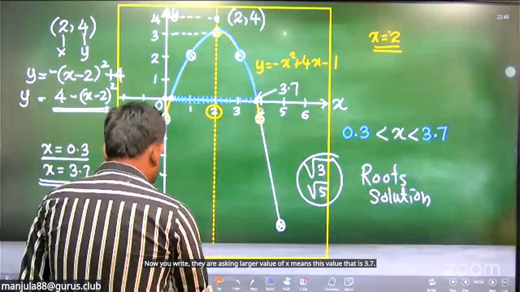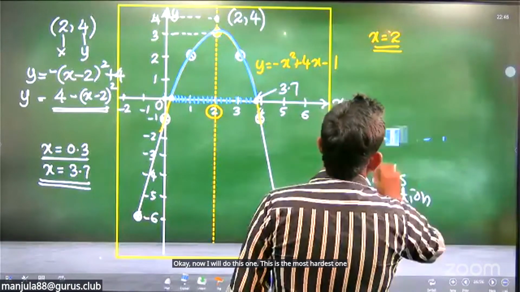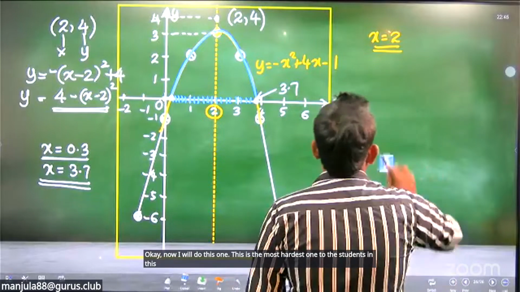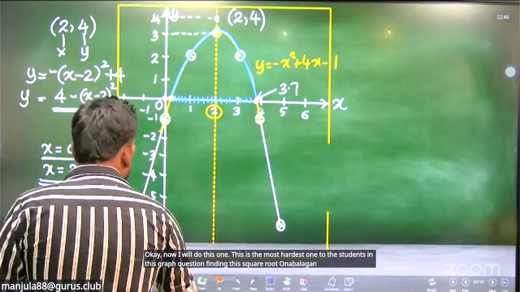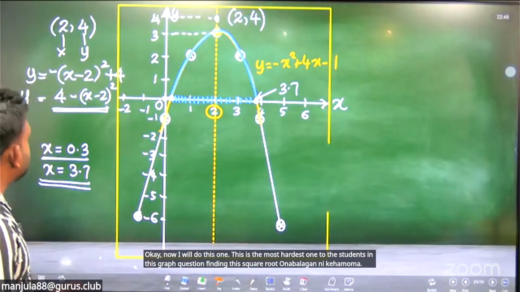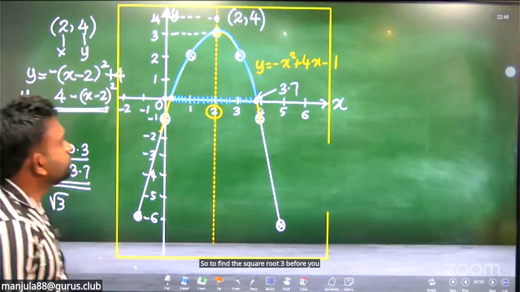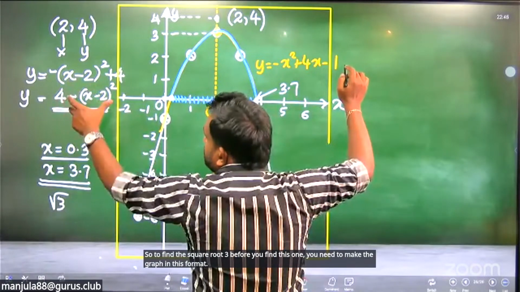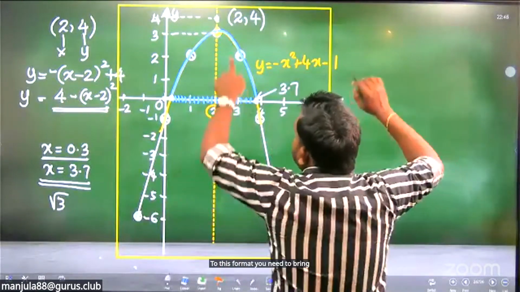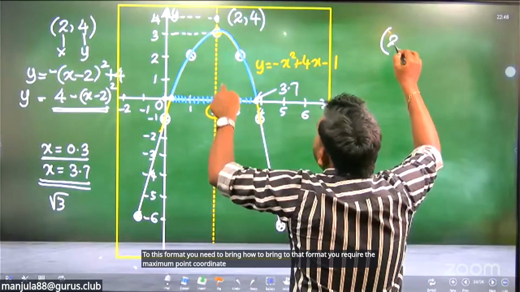Now I will do this one. This is the hardest one for students in this graph question, finding this square root. To find the square root of 3, you need to bring the graph into a certain format. How to bring it to that format? You require the maximum point coordinate, that is (2, 3).